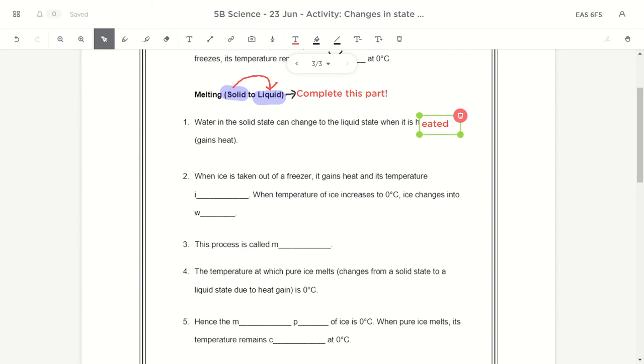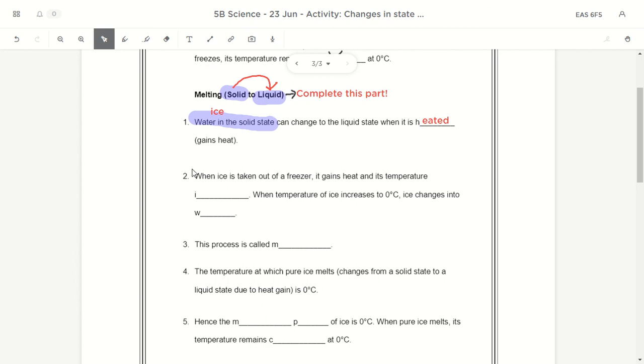Okay, so when you heat up water in solid form, which is ice basically, maybe we just highlight this part and write ice over here so it's easy to see. Water in solid state is called ice or snow, but since we use ice here, we just write ice. So ice can change into liquid state, into water, when it is heated.